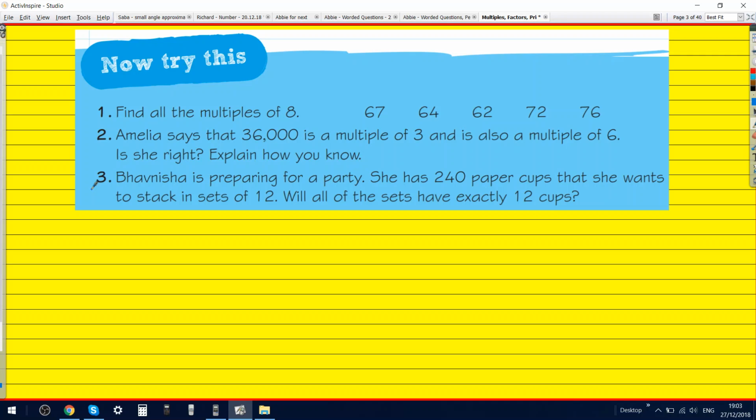Amelia says that 36,000 is a multiple of 3 and is also a multiple of 6. Is she right? Explain how you know.